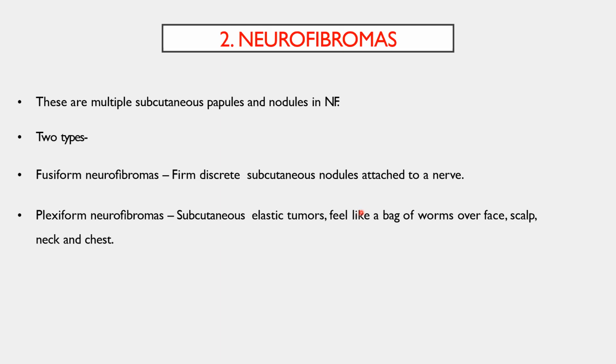Neurofibromatosis has two types: fusiform and plexiform. Fusiform, as all of you know, presents as firm, discrete subcutaneous nodules present all over the body. These are confined to the nerve territories. In plexiform neurofibromatosis, these subcutaneous elastic tumors feel like a bag of worms, most commonly seen on the face, scalp, and neck.